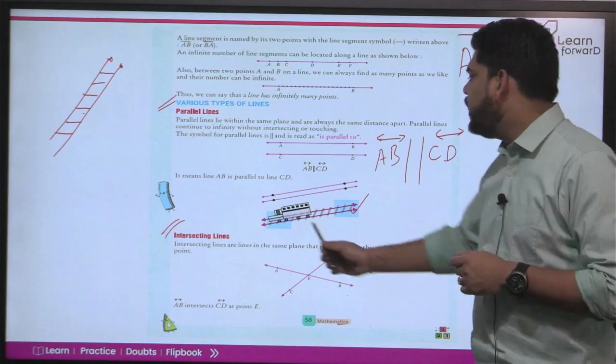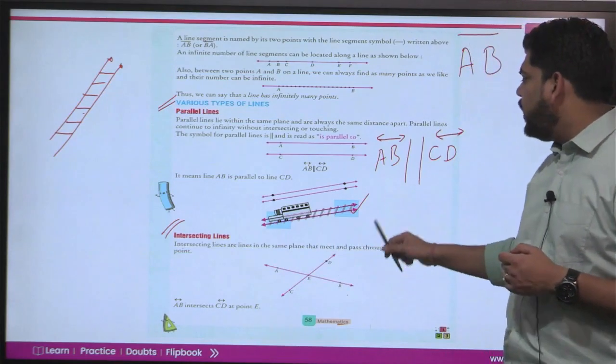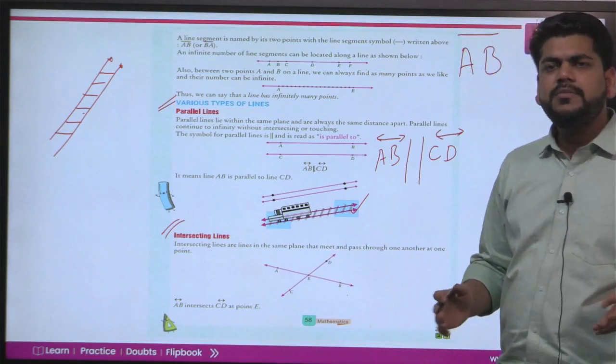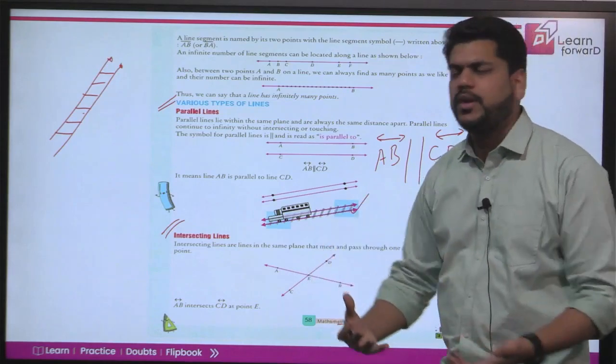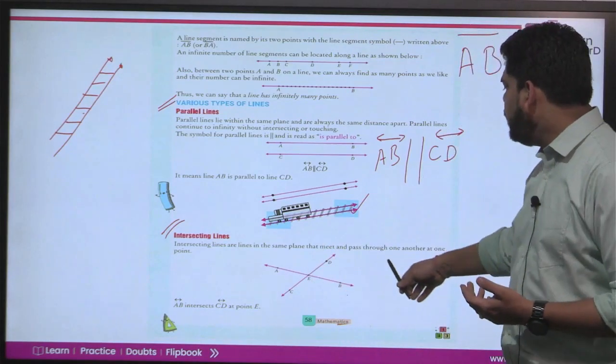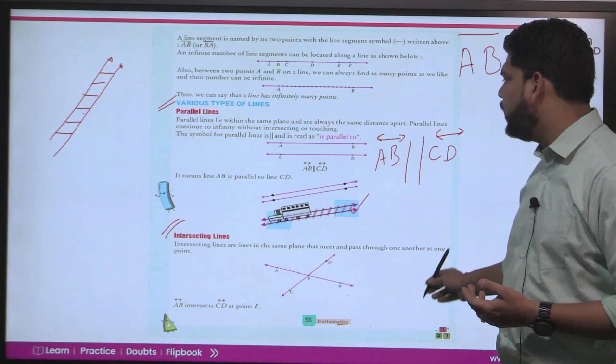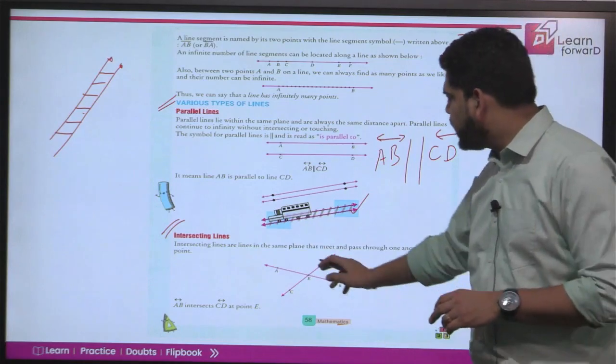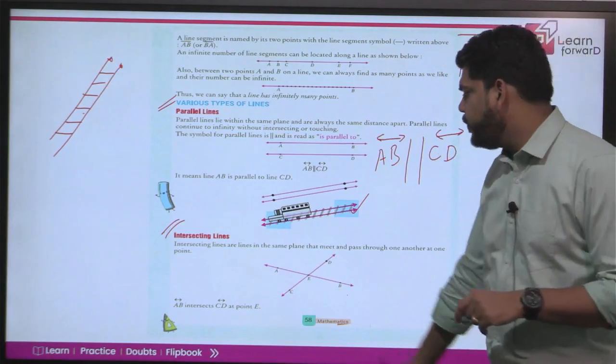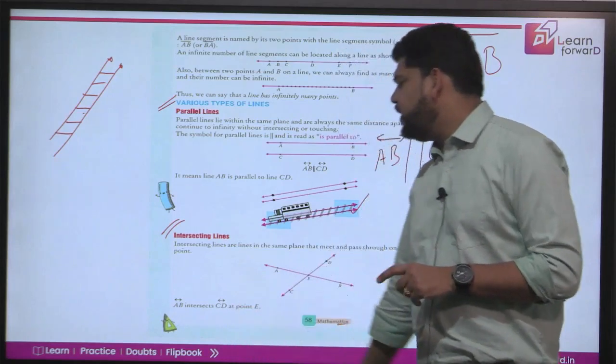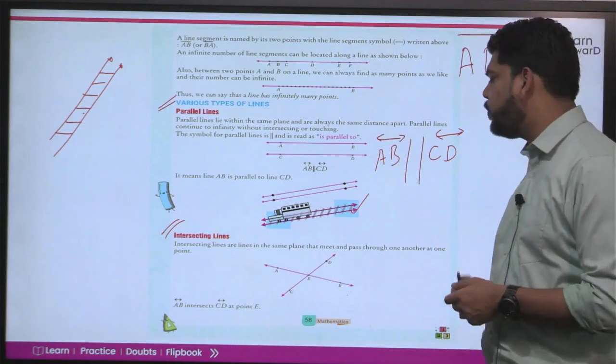Therefore, we will say intersecting lines are the lines in the same plane, meaning they are drawn on the same page, that meet and pass through one another at one point. They will intersect at only one point. AB intersects CD. Line AB intersects CD at point E.